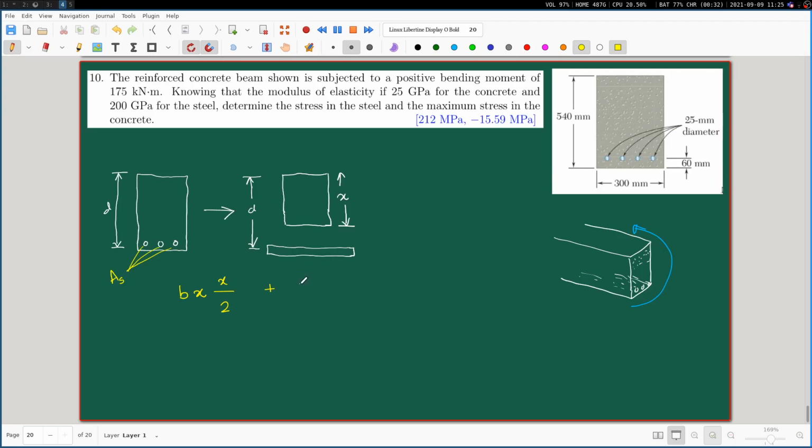Now remember that this is the transformed section, meaning that the area associated with this is actually n times A steel, where n, mind you, is equal to the Young's modulus of steel divided by the Young's modulus of the concrete. So we have the area of this thing, and this is at a distance of d minus x from this neutral axis, but it is below this neutral axis, so we have to be careful to put this minus sign.